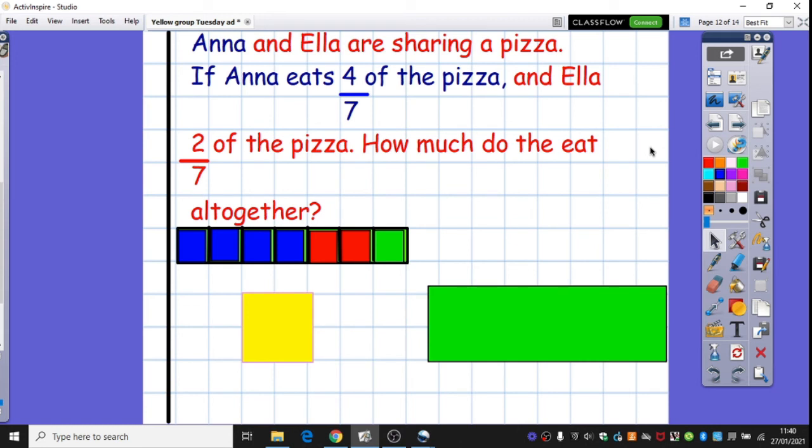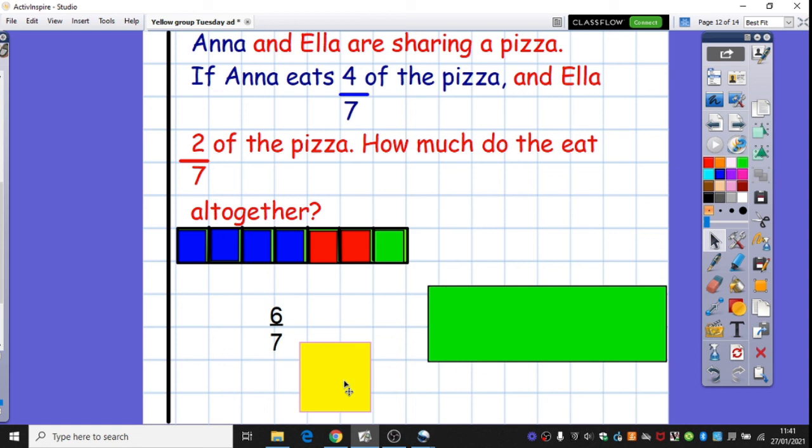And the second type of activity you're going to have today is going to be to apply your knowledge now to problems. So let's have a look at this problem. Anna and Ella are sharing a pizza. If Anna eats 4/7 of the pizza and Ella eats 2/7 of the pizza, how much do they eat all together? So can you see in my bar model here, I've represented what Anna has eaten in blue. Here's her 4 out of 7, and Ella has eaten 2 out of 7. So 4/7 add 2/7 is equal to 6/7. So altogether they have eaten 6/7.